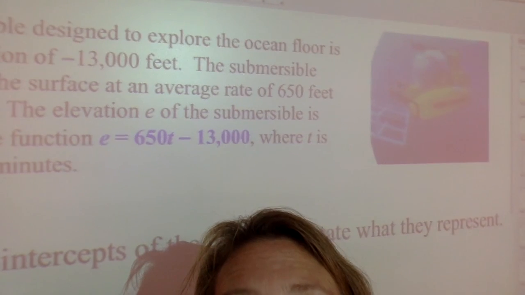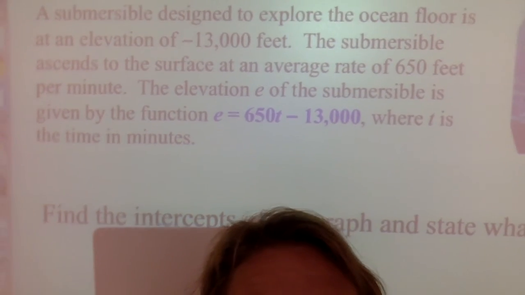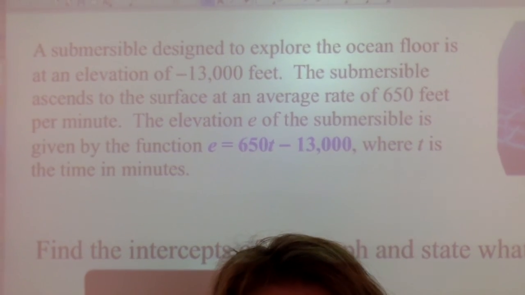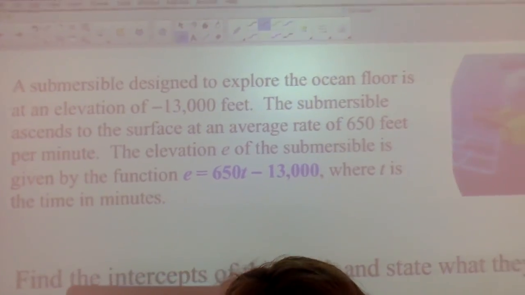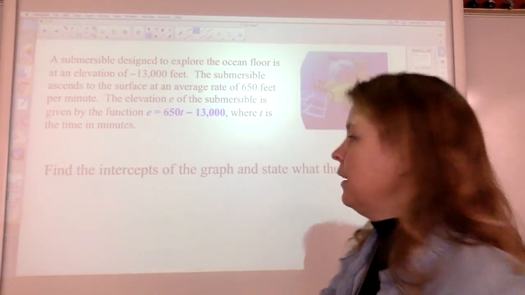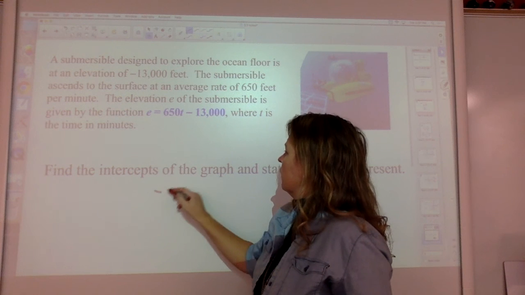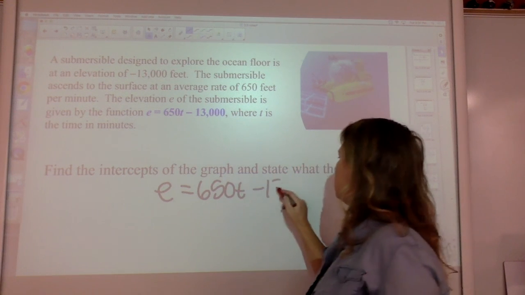Okay, first of all, a submersible. You could just call it a sub. E and T makes a little bit of sense. Elevation and time. Could use X's and Y's that you're more familiar with, but E and T is good. Find the intercepts of the graph and state what they represent. So all we're going to do is find the intercepts of this graph. E equals 650t minus 13,000.